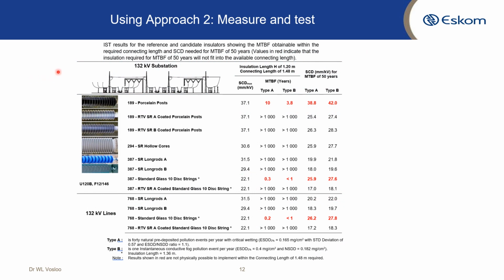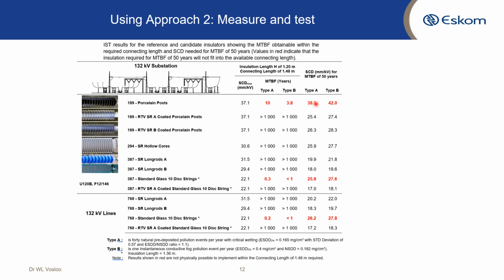Here we've summarized the findings. If we, for instance, were using 189 porcelain posts at 37.1 millimeters per kV, that is what we can fit into a connecting length of 1.48 with an insulation length of 1.2. For type A pollution at that creepage, we could be looking at a mean time between flashovers of every 10 years, and for type B, instantaneous events every 3.8 years.